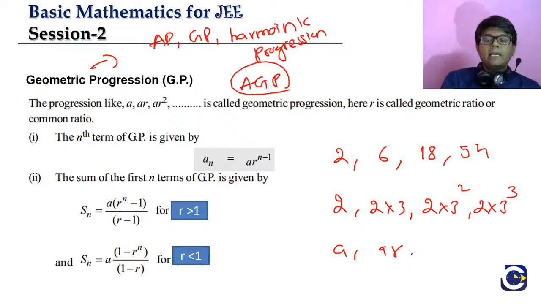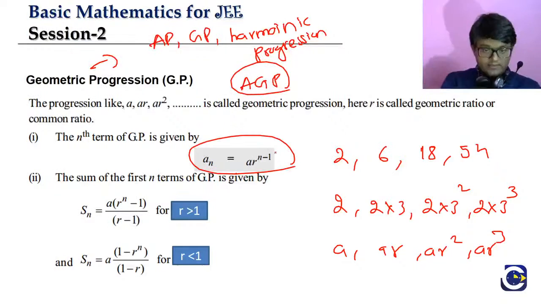a, ar, ar square, ar cube, like this. So here the first term is a, and the nth term will be given by which formula? a into r power n minus 1. The nth term of the geometric progression is given by a into r power n minus 1.